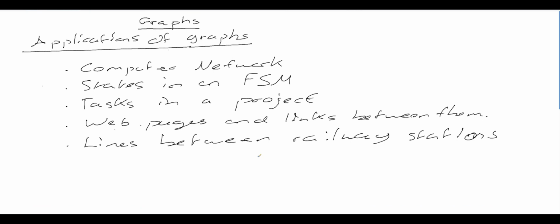My final example is that you could use a graph to represent lines between railway stations, where each node is a particular station and the arcs are the lines between the stations. And I'm going to show you a very popular example of how that has been done in the real world.